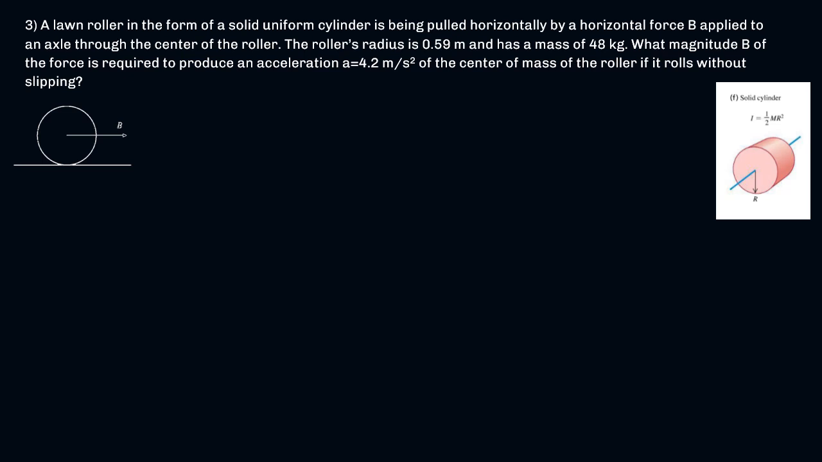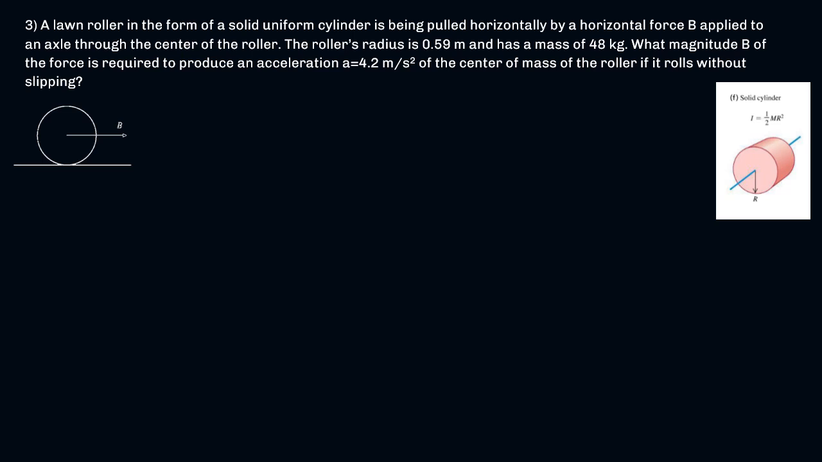So the first thing I see here that jumps out at me is that I have a long roller. It is a solid uniform cylinder. All right, so it's giving me this shape. I have a radius of the roller, the mass of the roller, the acceleration of the roller, and it's saying that it is not slipping. All right, so the first thing here, not slipping, means that the roller is actually able to rotate.